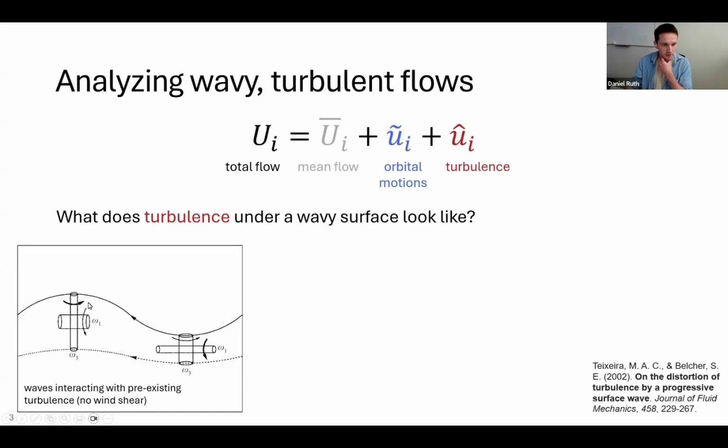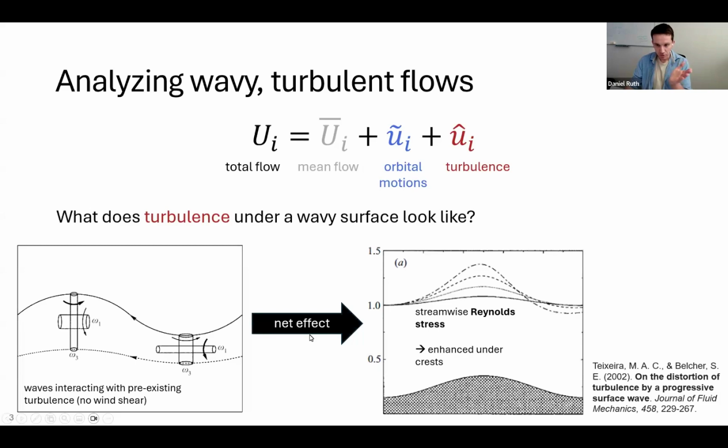One starting point is this theoretical work from Teixeira and Belcher, where they're looking at waves that are interacting with the pre-existing turbulent flow. So this doesn't have any effects of wind shear or things like that. But one result here is that as the waves are passing over the turbulence, we're going to be periodically stretching and compressing the turbulent structures in a way that's going to increase the streamwise turbulent Reynolds stresses under the wave crests. So we want to see if these effects are visible in the data that we take.